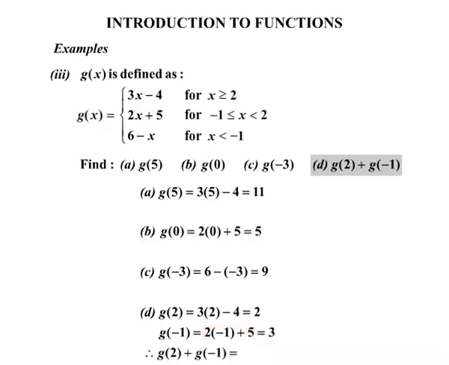So therefore, we can write that g of 2 plus g of minus 1, simply add up the two numbers, 2 and 3, and we get 5 as our final answer.